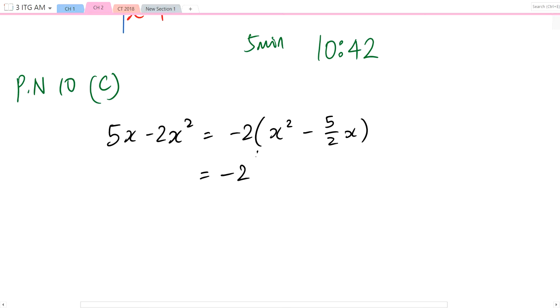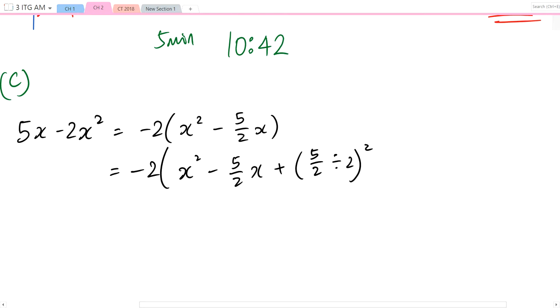So now all we need to do is to complete the square inside, x squared minus 5 over 2x. Although it's a fraction, it is not a problem. Take the coefficient of x, divide it by 2, and square it. Okay, so we don't like to write divide by 2 like this, we write multiply by half with a negative sign. Sorry, I forgot.